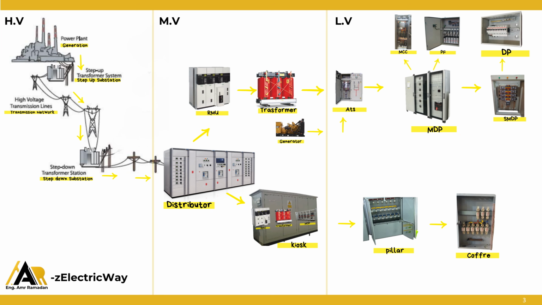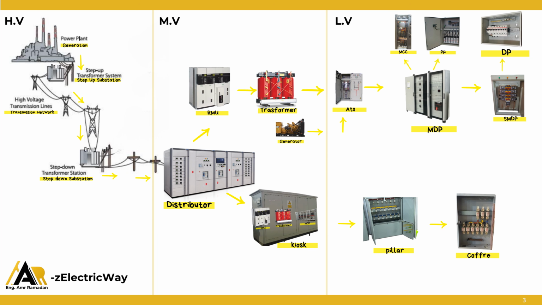At the medium voltage level, electricity enters a distributor's panel, a large medium voltage switchgear with many cells, each feeding a line. From here, there are two ways. The feeder goes directly to a kiosk substation that has its own RMU, transformer, and low voltage panel, or the feeder passes first through an external RMU, which connects multiple feeders in a loop and supplies several kiosks, or goes directly to a transformer for an industrial project.